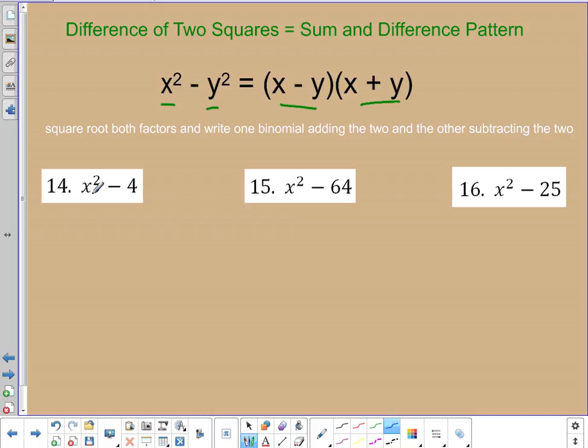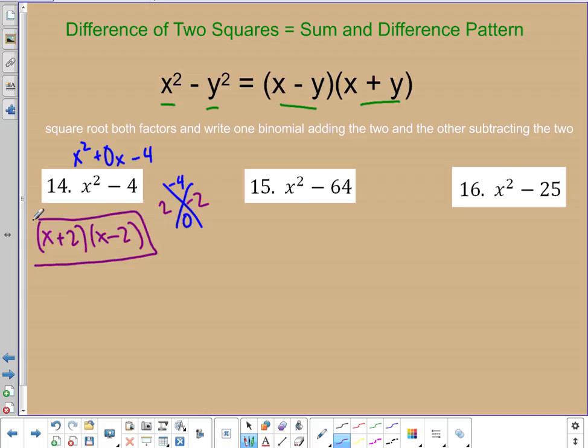If I look at 14, this is the same thing as x squared plus 0x minus 4. That 0x term has been dropped out because we know writing 0x or adding 0x doesn't make a difference. So I can actually set up my factor x as -4 and 0 on the bottom. So what gives you a product of -4 and a sum of 0? That happens to be 2 and -2. So I end up with x plus 2 and x minus 2 here for my two factors.